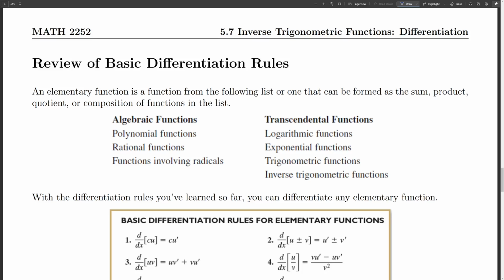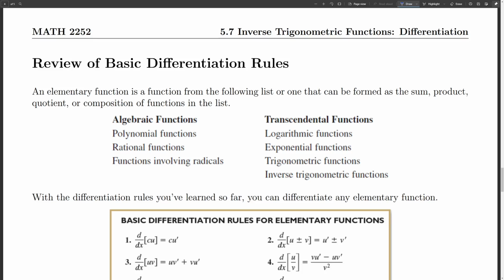On the left side, we have our algebraic functions, such as polynomial functions, rational functions, and functions involving radicals, like square roots or cube roots, etc. And then on the right hand side, we have the transcendental functions like logarithmic functions, exponential functions, trigonometric functions, and inverse trigonometric functions. Now, with the differentiation rules you've learned so far, you can differentiate any elementary function.